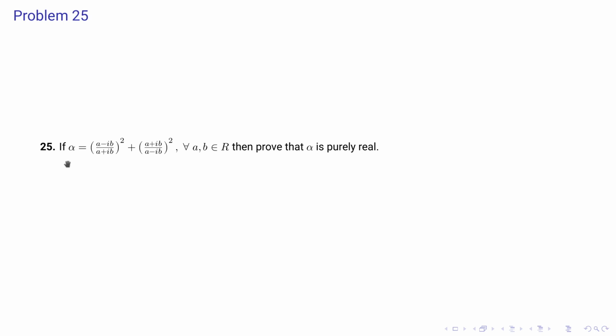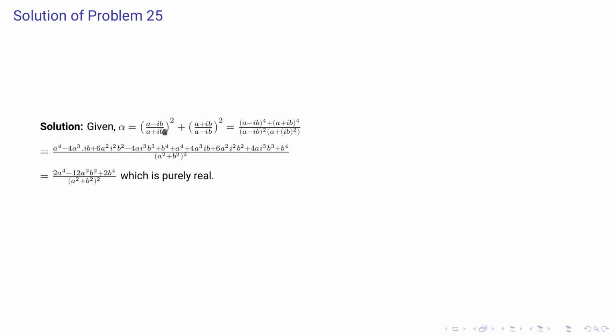Problem 25 says that if alpha is equal to (a minus ib by a plus ib) whole square plus (a plus ib by a minus ib) whole square, where a and b are real numbers, then prove that alpha is purely real. So we take the LCM, and we get (a minus ib) to the power 4 plus (a plus ib) to the power 4 by (a minus ib) whole square (a plus ib) whole square.